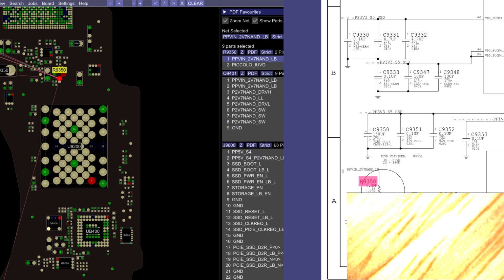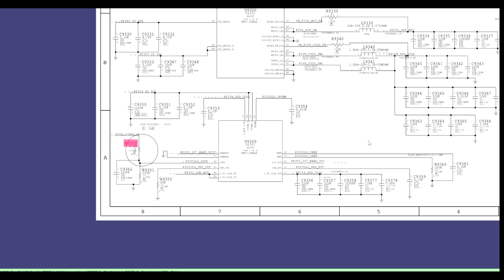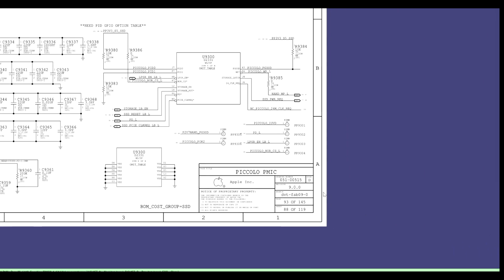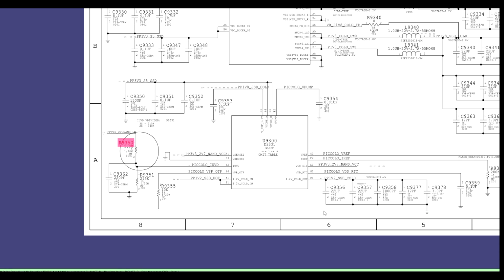R9350. Let's blow up the schematic view on the screen. U9330 is going to be a chip that is responsible for creating power rails for the SSD, and it's called Piccolo. Piccolo is available on store.rossmangroup.com. And it looks like there is a pin called IUVD, but IUVD, I honestly don't know what that means. And I probably can't find a datasheet to the chip to figure out what the importance of IUVD is, but it was corroded and now it's not, so it works.